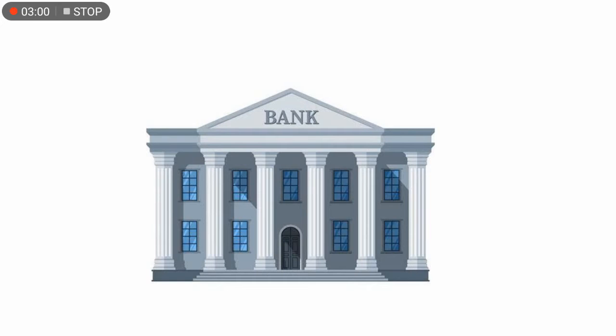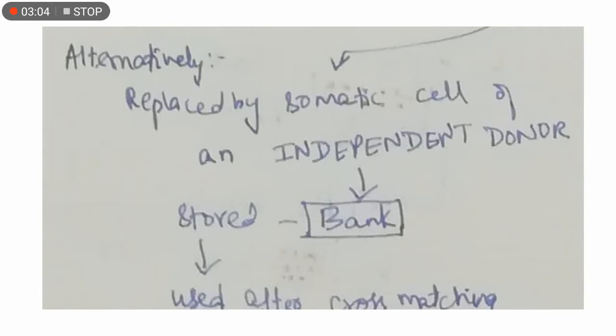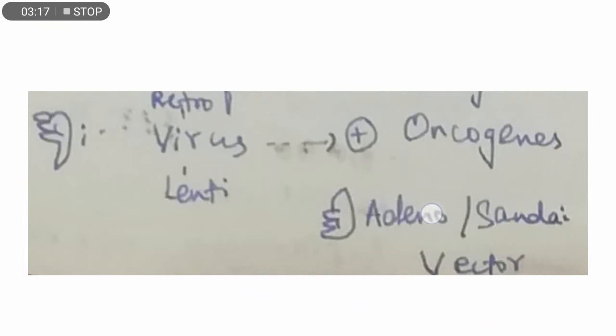Sometimes you can also store all these kinds of cells in a bank and use them whenever necessary. So these somatic cells can be taken from a donor and stored in the bank and used alternatively after doing cross matching. However, the drawback is that a virus is used. The viruses which are usually used are retroviruses and lentiviruses.